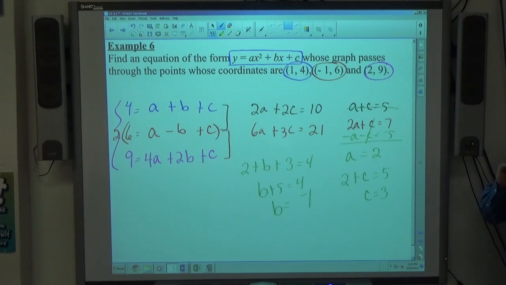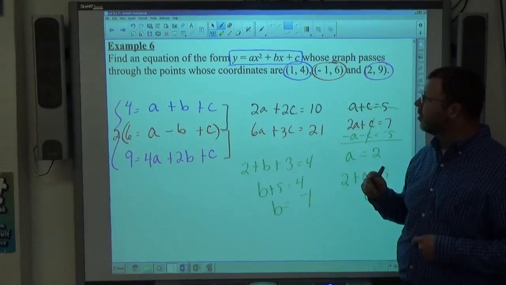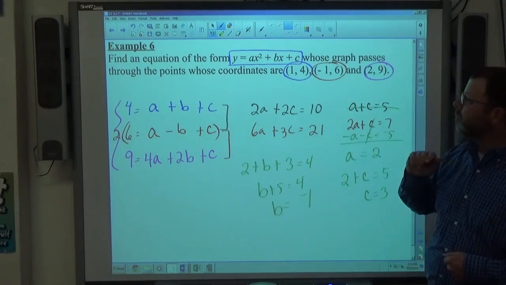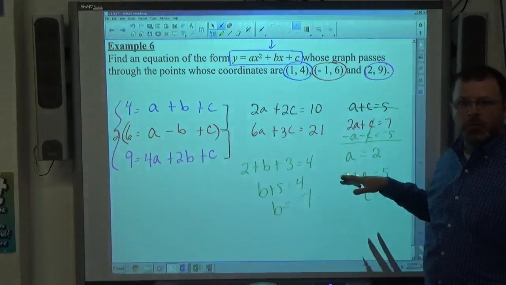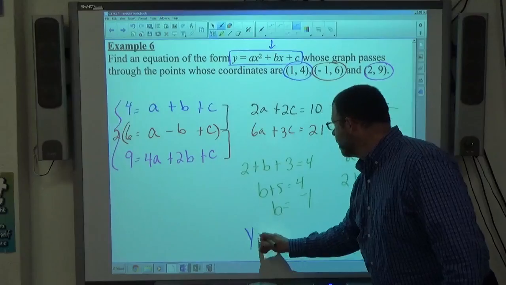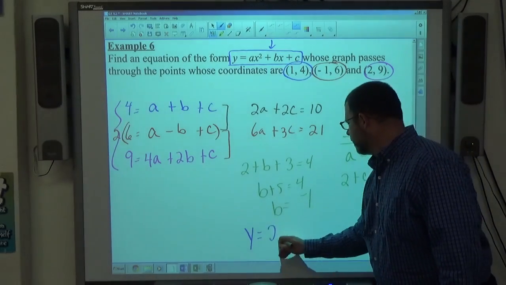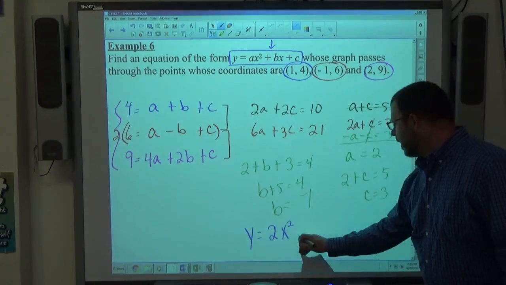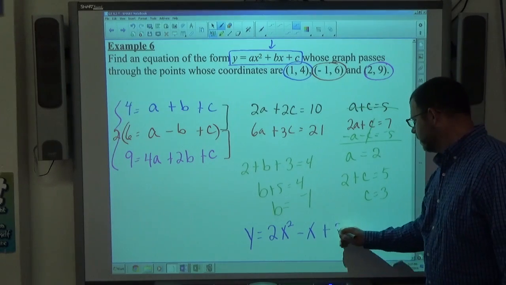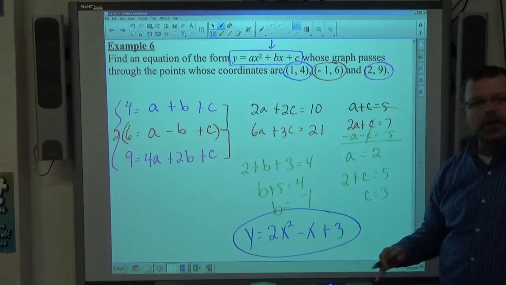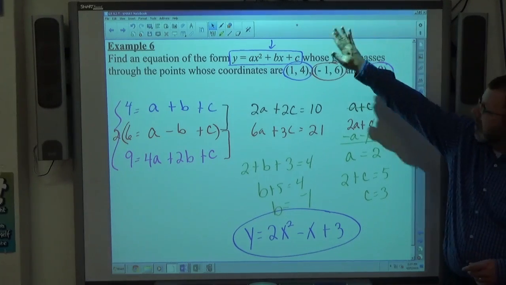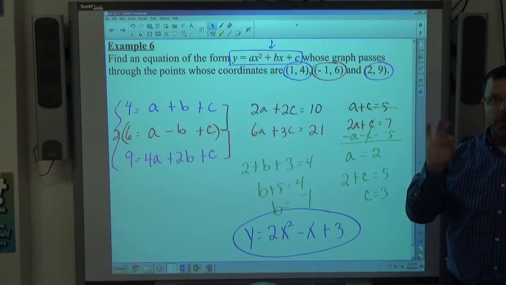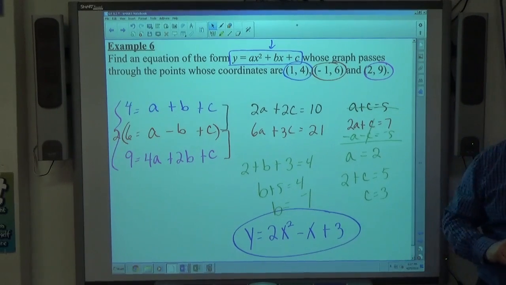Now it asks us to find the equation of that form, right? So we've got a structure the equation fits into. We just figured out what a, b, and c equal. So they want the answer written just like this, changing a, b, and c into the numbers we figured out. So y is equal to 2x squared minus 1x plus 3. So make sure that you are writing your answer in the curve fitting problems in the structure they're asking you to write it. It usually is just going to match this, just changing the values of the letters we found into what the numerical values are.